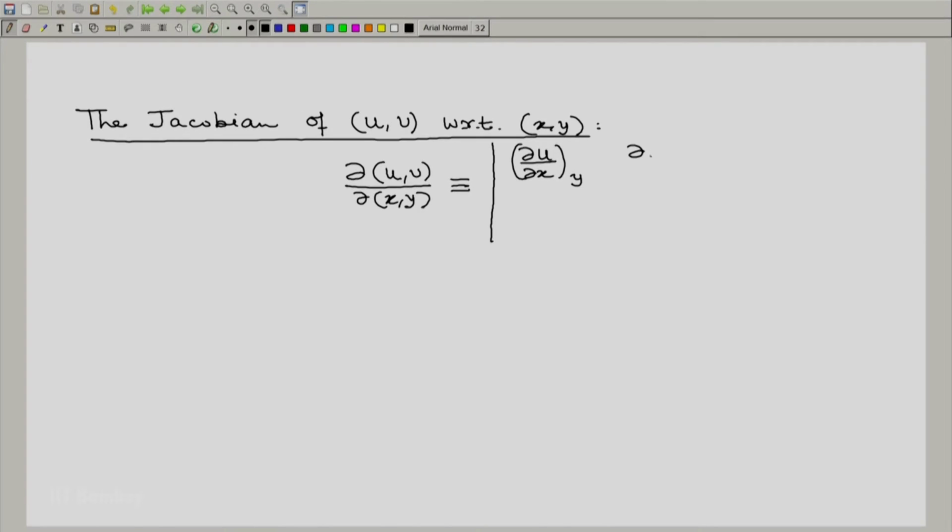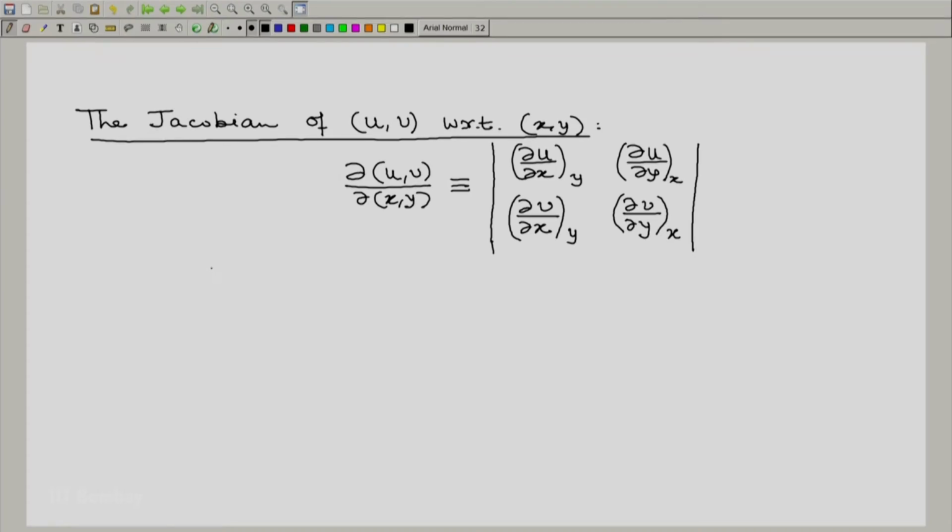The second column, first row is partial of u with respect to y at constant x. It is a 2 by 2 determinant. The second row consists of partial of v with respect to x at constant y and partial of v with respect to y at constant x. The importance of Jacobian is that it can almost always be treated as an ordinary derivative.